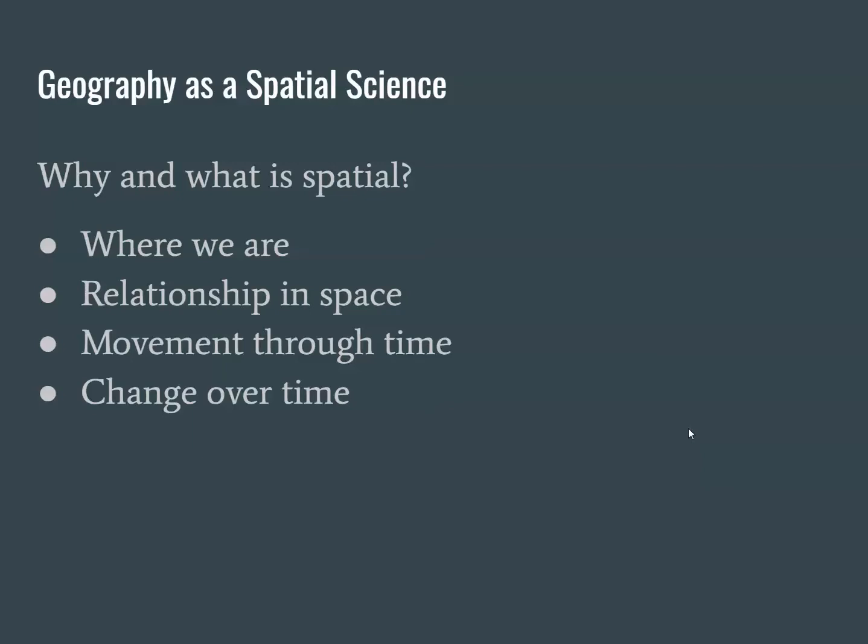But at the end of the last mini lecture, I talked about geography as both a spatial science and what we would call a methodological science. So from the standpoint of being spatial, what we're saying again is why and what. In other words, we're talking about where things are, how they relate to each other in space, how they move through time in space, and then how their distributions change over time. So let's take a look.